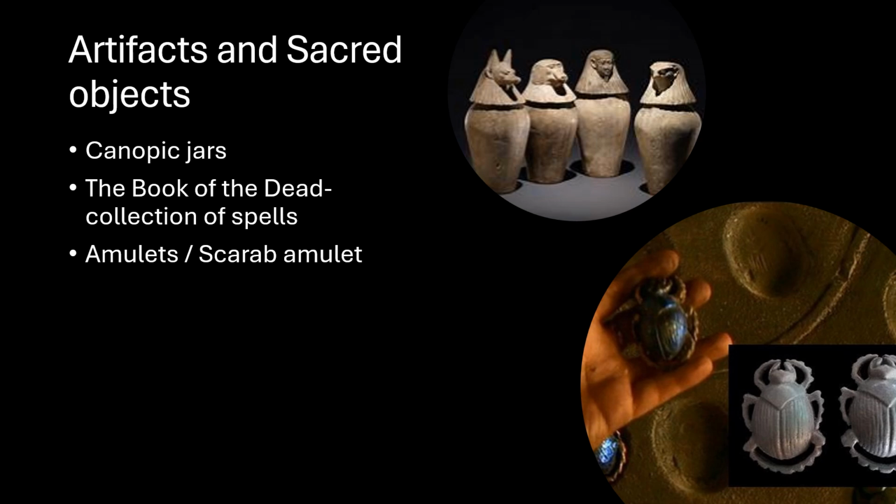Amulets and jewelry were shown throughout the tombs, and it was a part of the Egyptian burial practices, and they were placed either on or around the mummies to protect them in the afterlife. And the scarab amulet symbolizes regeneration and rebirth.